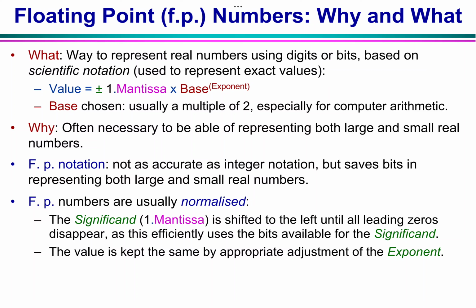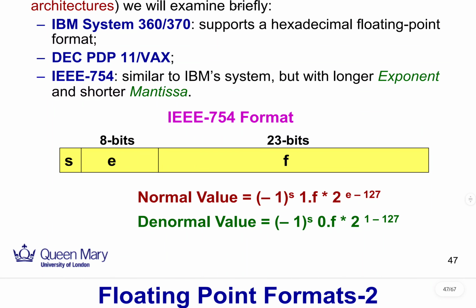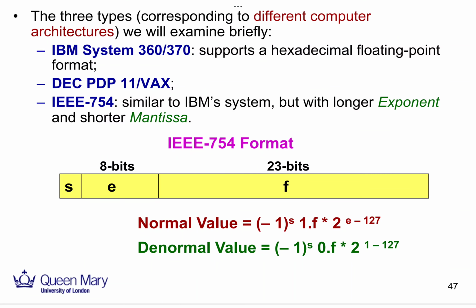The mantissa is shifted to the left until all leading zeros disappear, which efficiently uses the bits available. This is the normalized value.